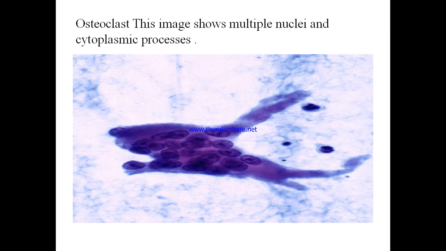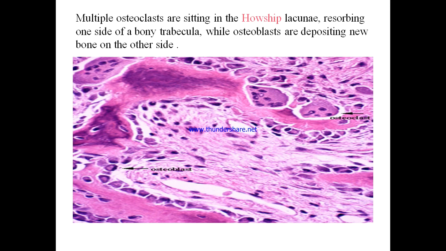This picture shows the osteoclast, multiple nuclei and cytoplasmic processes. Multiple osteoclasts are sitting in a house-shaped lacunae, resorbing one side of a bony trabecula, while osteoblasts are depositing new bone on the other side.